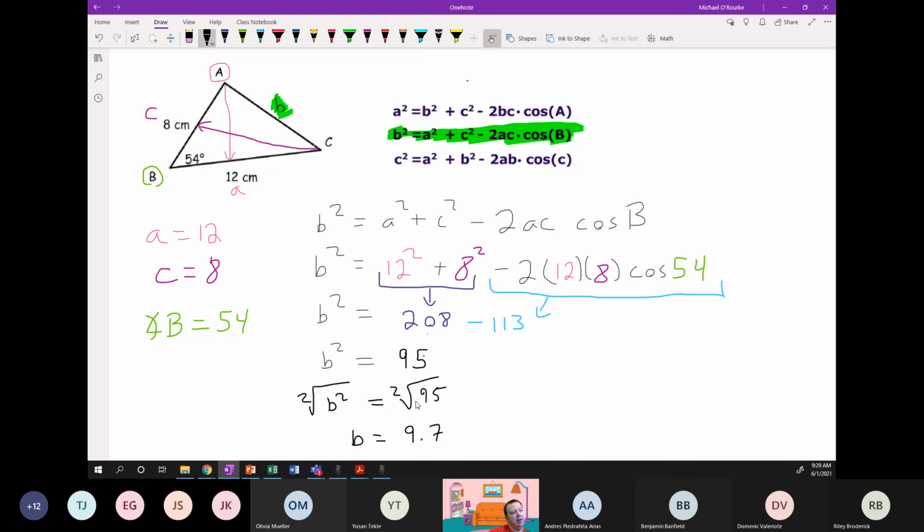And always look back at your diagram, because some people will leave it as 95, but there's no way you have a side of 8, a side of 12, and then a huge side of 95. It just doesn't make sense. So use your logic there as well.